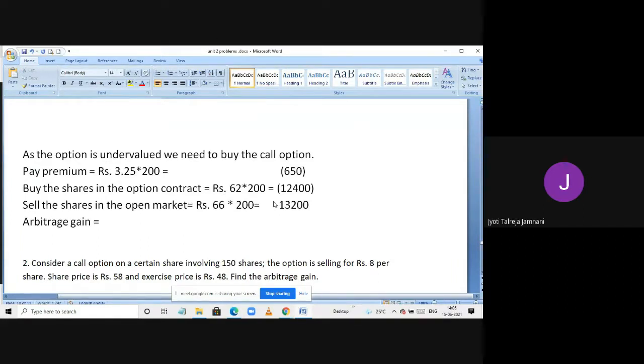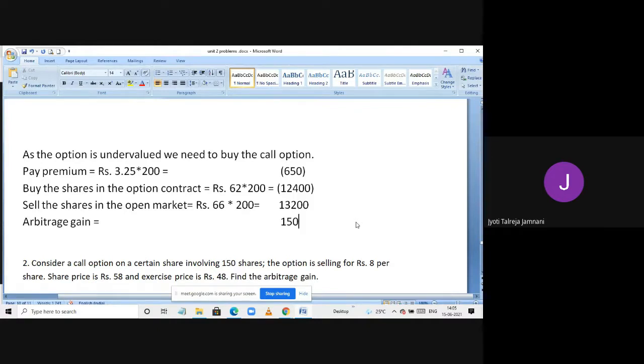So we'll find the arbitrage gain. You have received 13,200 and you have paid 12,400 and 650. So from plus 13,200 we will minus 12,400 and minus 650. Whatever remains is our arbitrage gain. Can anybody subtract both of those and tell me what the gain would be? 13,200 minus 13,050, the gain will be 150. Yes, 150. This is how you have to solve the arbitrage problem.